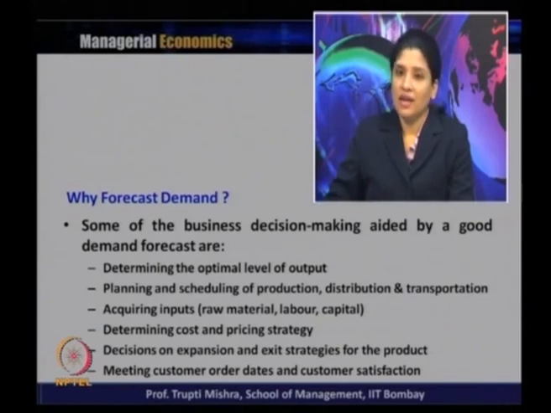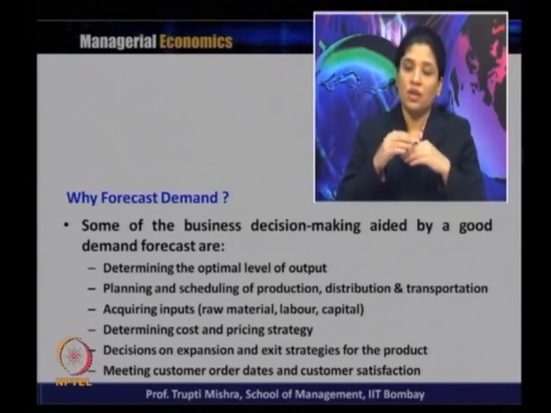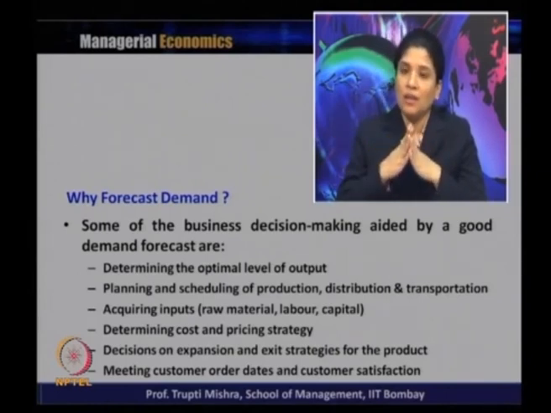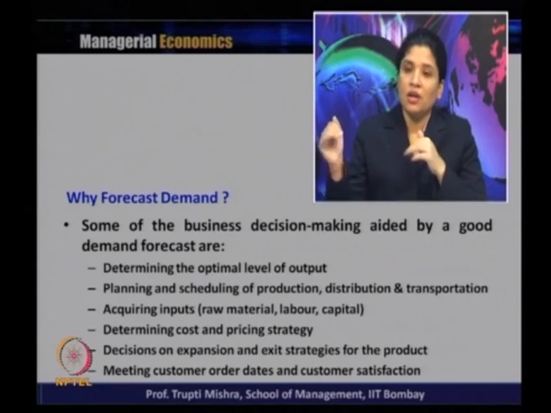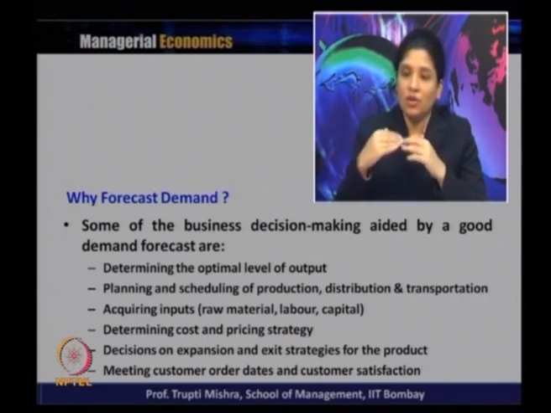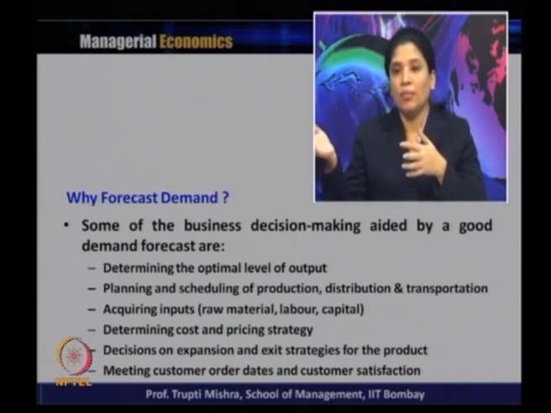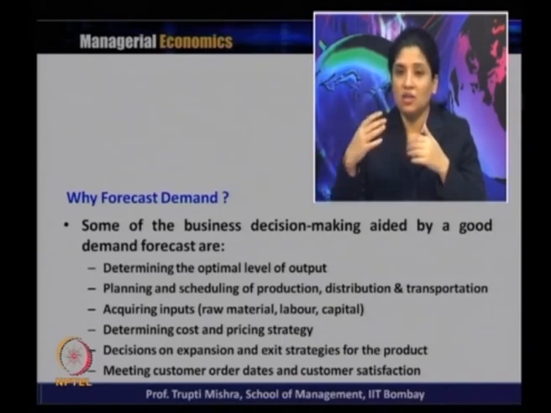Then, planning and scheduling the production, distribution and transportation. The demand forecast helps in scheduling the production. For example, the forecast says that in the month of January 20 units are required, in February 40 units, in March 50 units, and in April 20 units. On that basis, production scheduling can be done so that it delivers 20 units in January, 30 units in February, 40 units in March and 50 units in April, matching the demand.